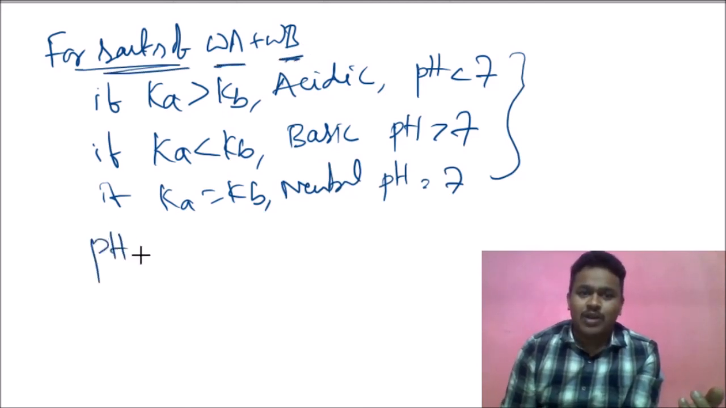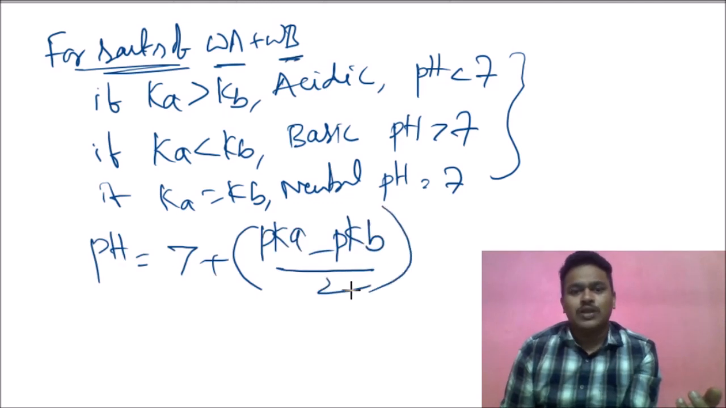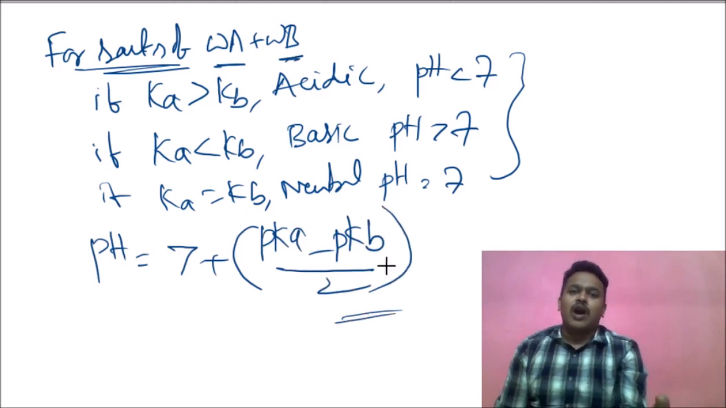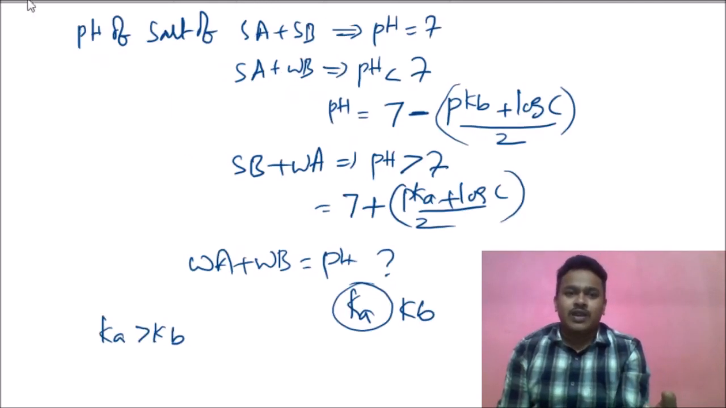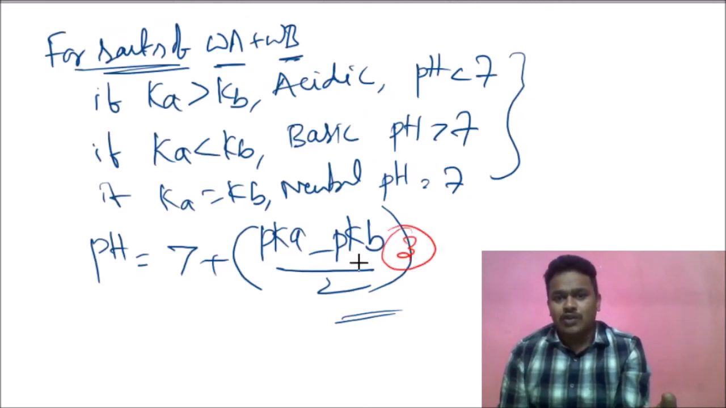Finally, the formula also is that pH is equal to 7 plus pKa minus pKb by 2. These are the formulas. All four formulas, what are they? This one is not required, everybody knows. It is the one formula you have to remember, the second formula you have to remember, and the third formula, this one you have to remember.